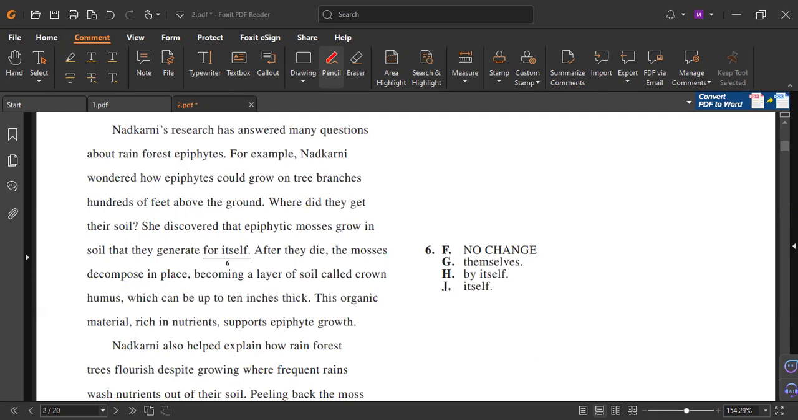So letter G, sure. So number 6, it must be letter G. Why? Because he said "they," it generates. So "they" is plural, so it must be J. And the J here is correct.